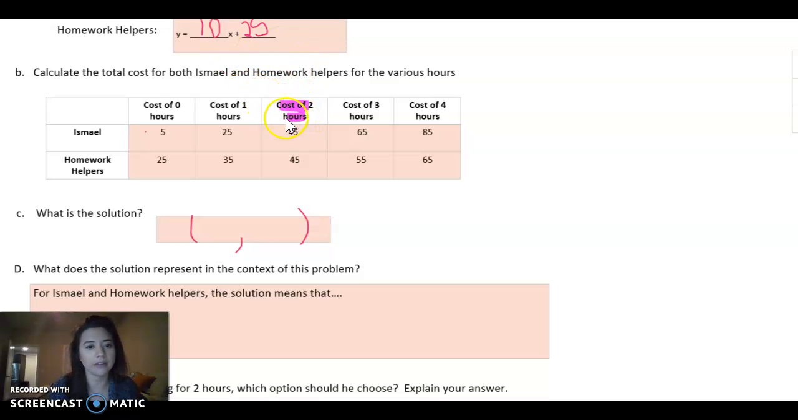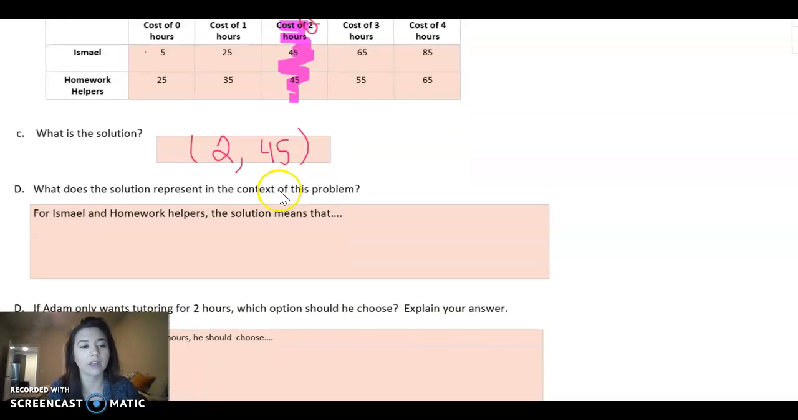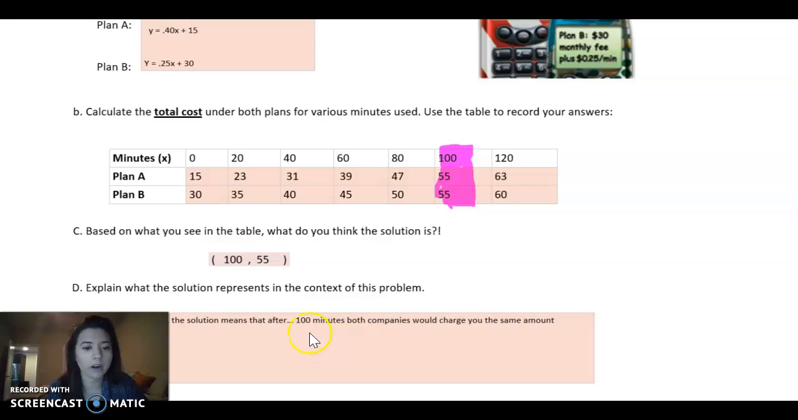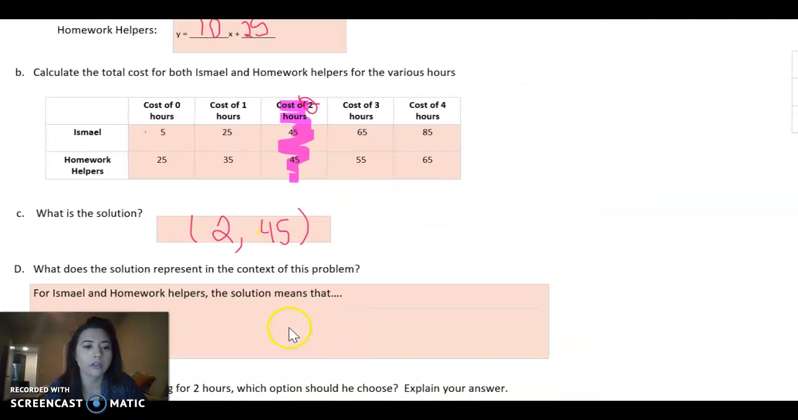Hopefully you notice that this right here is where they're all the same, so that is going to be our solution. The x value was 2 because 2 hours, and the y value is 45, so that would cost you $45. So now what does this mean in the context of the problem? So remember back up here, it meant that after 100 minutes, both companies would charge you the same for your phone. So see if you can put in a sentence what this one would mean. Pause me when you finish. Try to explain what this means.